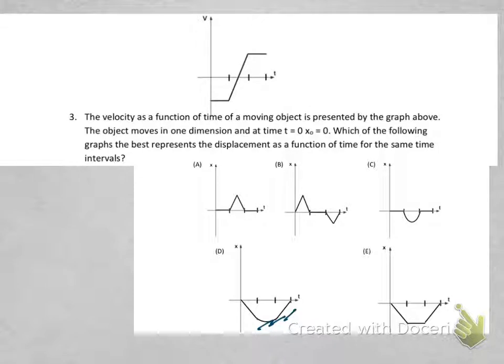It's showing that initially we start off with a slope down here in the negative value, which would be a negative velocity, and we go to an area here that would have a positive slope, which would mean a positive velocity. So D would be our best choice.